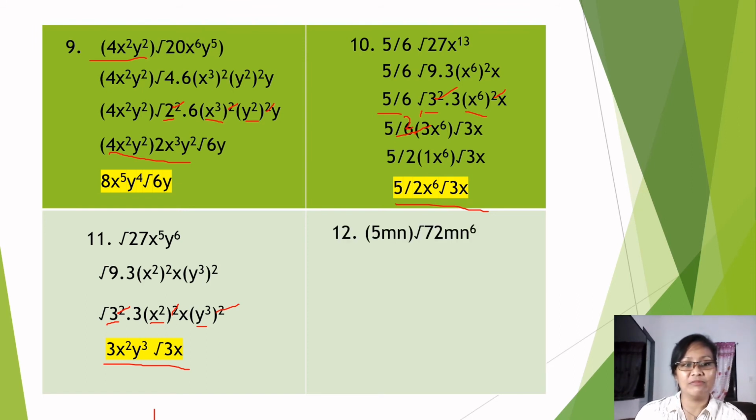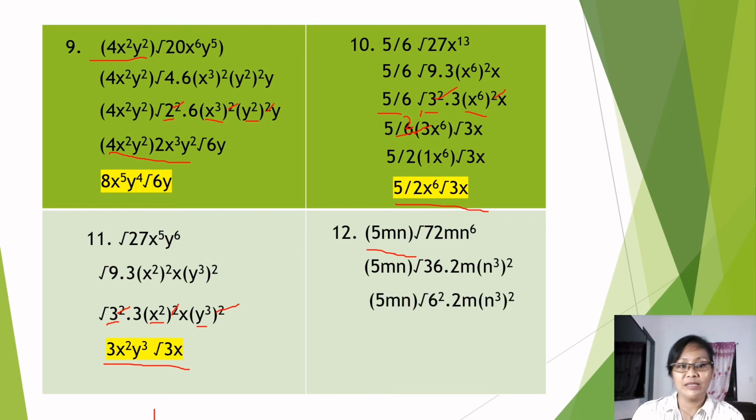Number 12, 5mn square root of 72mn to the 6th power. So copy first the term outside the radical sign. So we have 5mn and then factor out the radicand. So we have 5mn square root of 36 times 2m and then n cubed squared. Now, write in exponential form. So 5mn square root of 6 squared times 2m times n cubed squared.